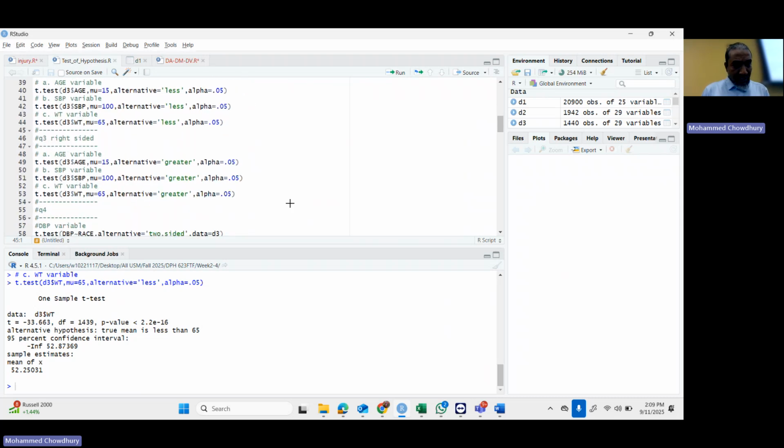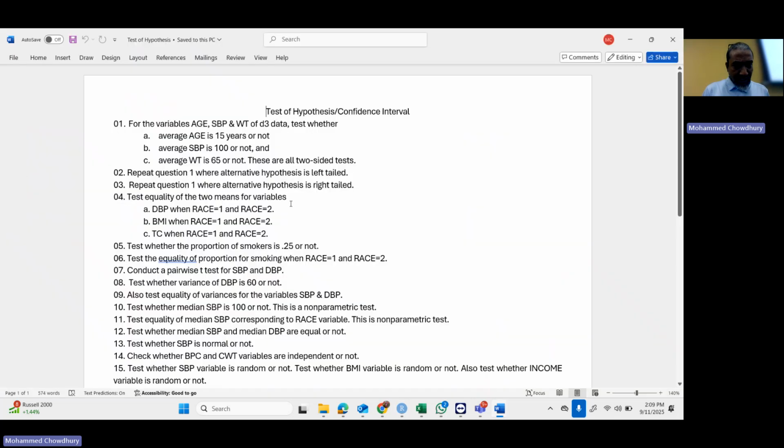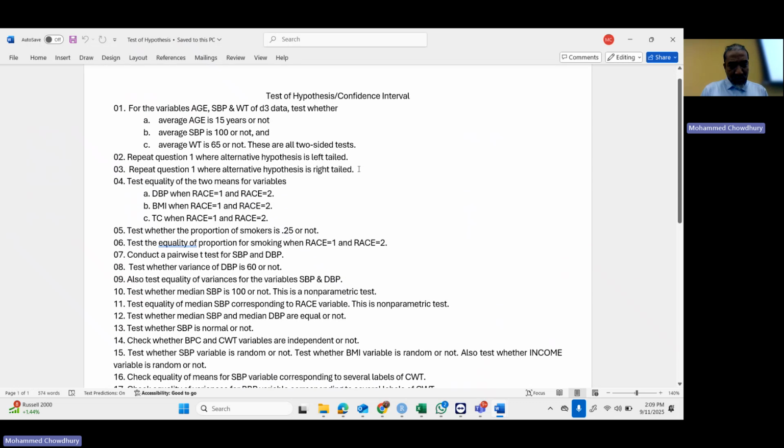So these are question numbers 1 and 2. Now question number 3. Let me check what is question number 3. Okay, question numbers 1, 2, 3 are done, because question number 1 is two-sided, question number 2 is left-sided, and question number 3 is right-sided.